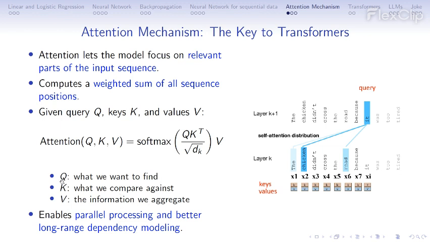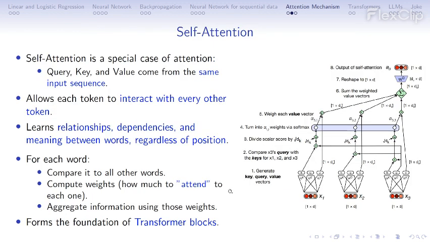Yeah, so the query is what we want to find. What we want to compare against is the key, and the information we aggregate is the value. So the idea is it will enable parallel processing and better long-range dependency. Yeah, so this is a very nice representation of how self-attention works. Self-attention is a special case of attention, where query, key, and value come from the same input sequence. You have an input sequence.